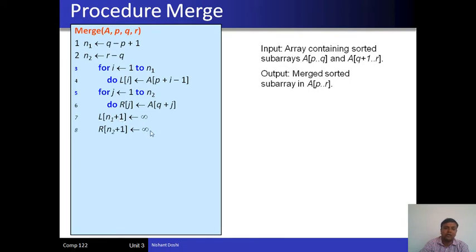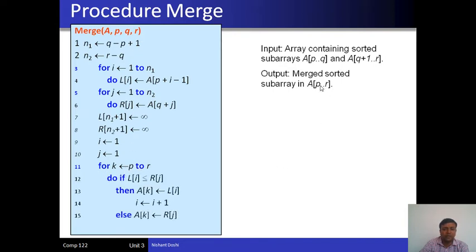Once this is over, you have to start the main part. Now the question is, what is the size of that for loop, from where to where are you going to go? You start with i and j, because those are the indices for L and R. The main for loop runs from P to R, because ultimately your output will be this sorted array. Now first you compare whether the left value is less than or equal to the right value. If the answer is yes, copy the left value and increment i.